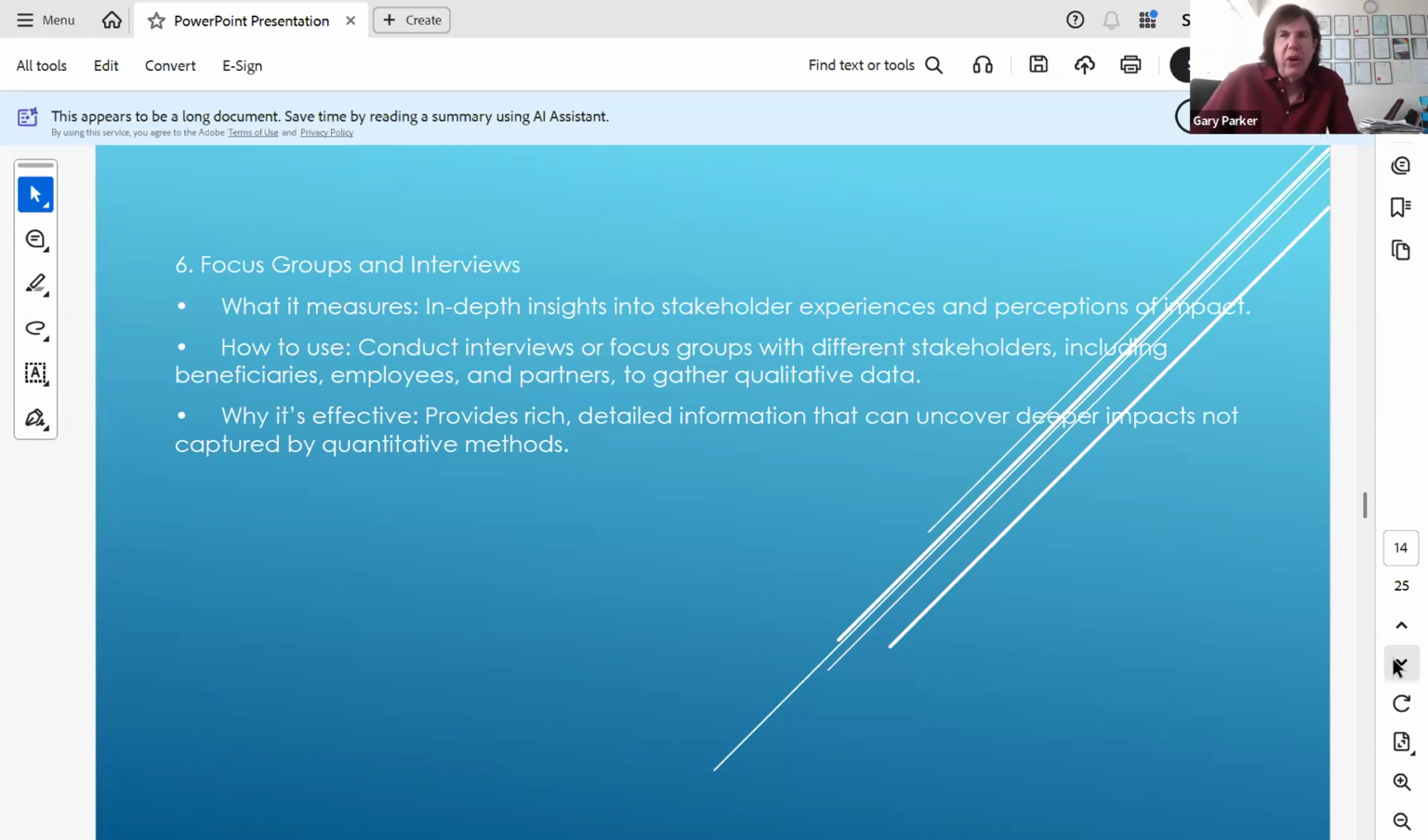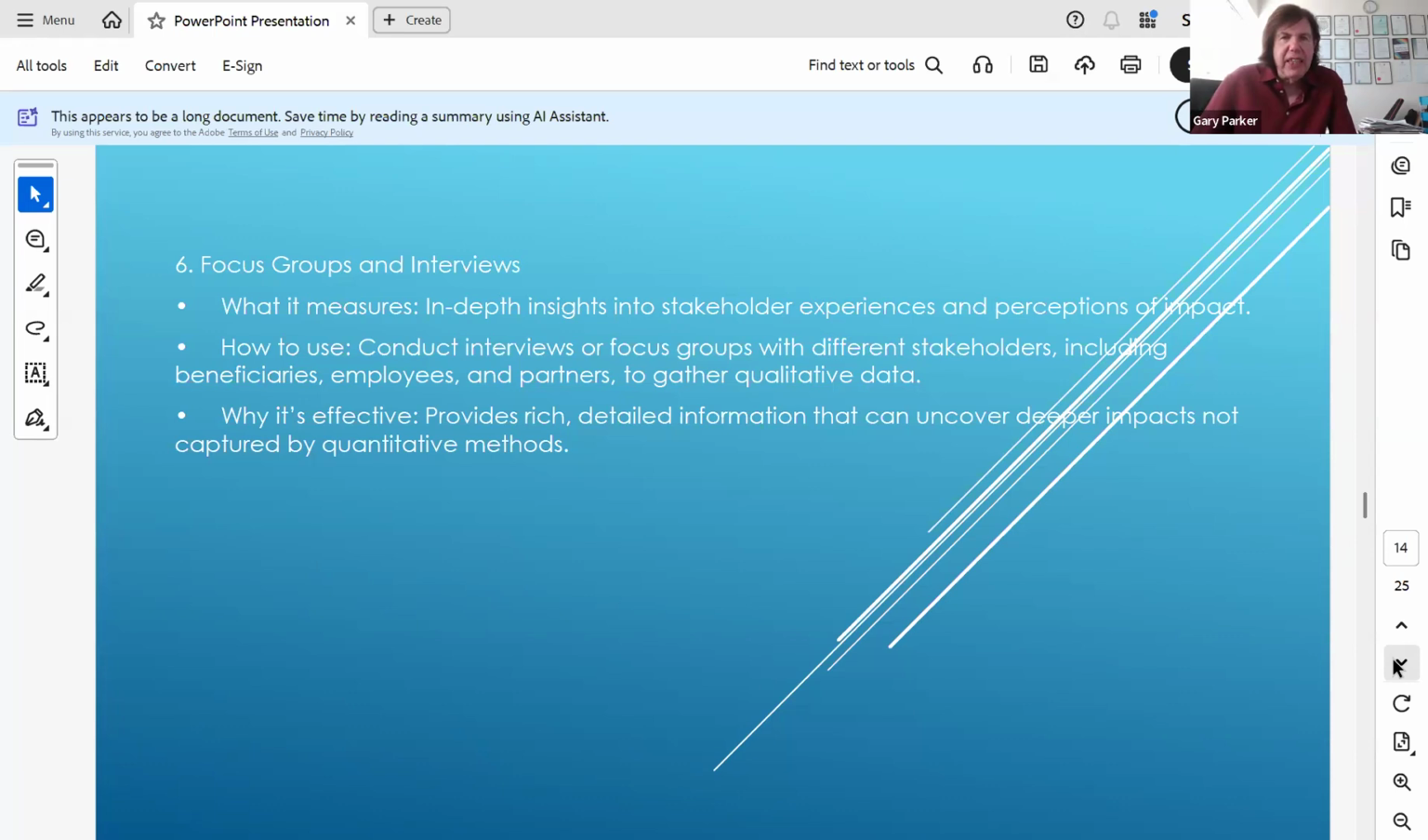So you could get all of them in the same room. Maybe that's a good idea, but it's certainly a good idea to do them separately as well, because some beneficiaries, particularly if their employees, might be reticent if their employer is in the room for any reason, or partner organizations that they're dependent on. So again, you need to think that one out. And from this, you can gather qualitative data.